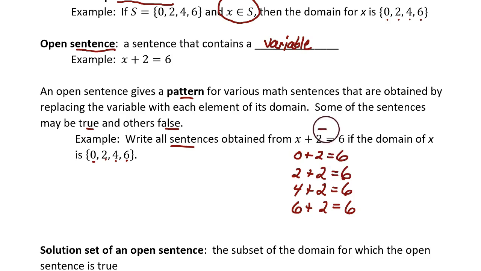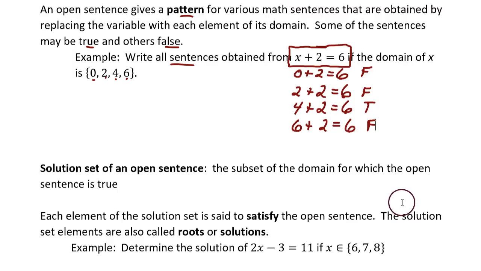All of these follow the pattern given by the open sentence. We're substituting different numbers in for the variable X. Notice that some of these statements are true and some of them are false. This one's false, this is false, this is true, and this last one ends up being false.